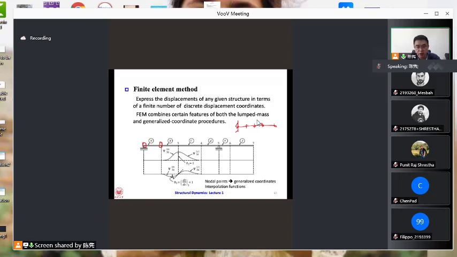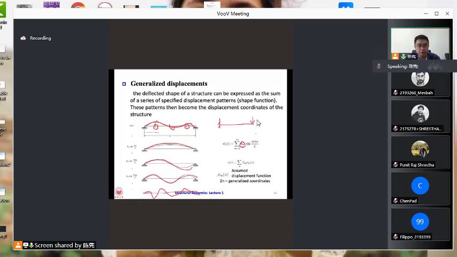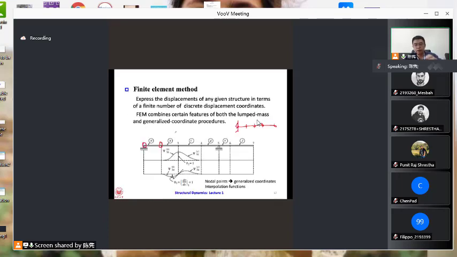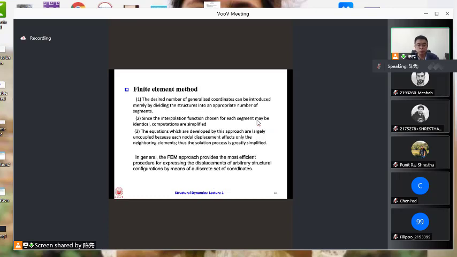And between these two, you use the same shape function as this one. Because it's a beam element, you can use the same shape function for this element, this element, this element. So that's why it's applicable to any type of structure. So the finite element method, why is it very powerful? This is the reason.